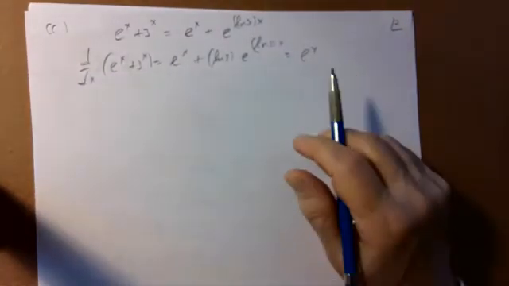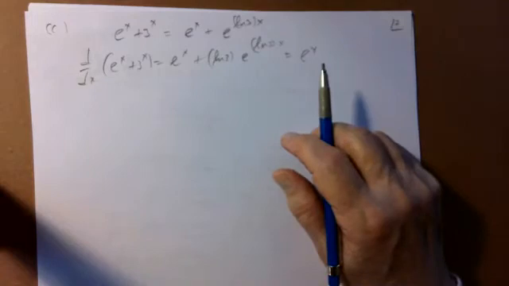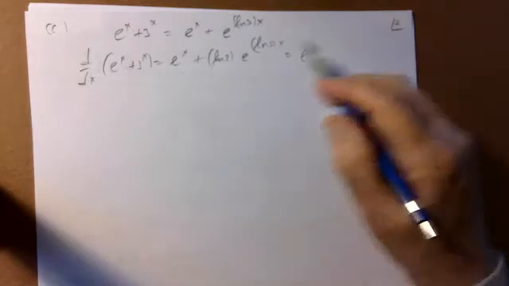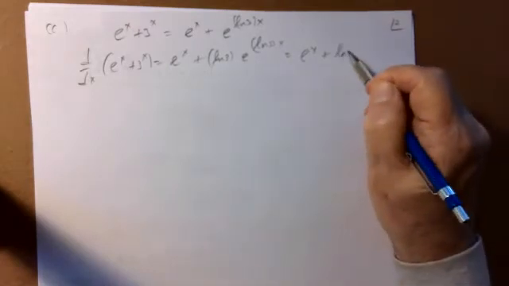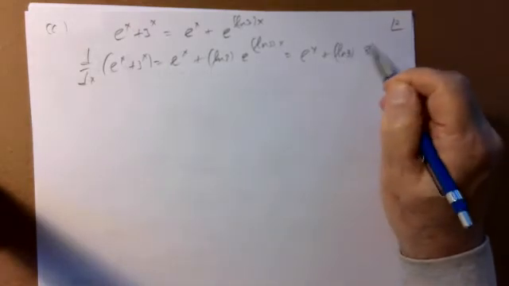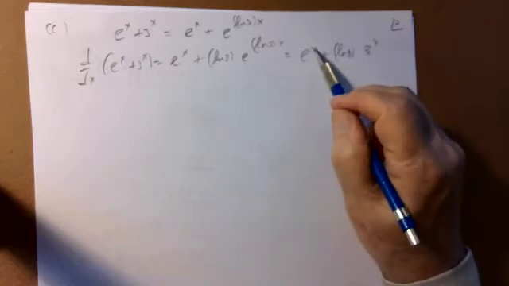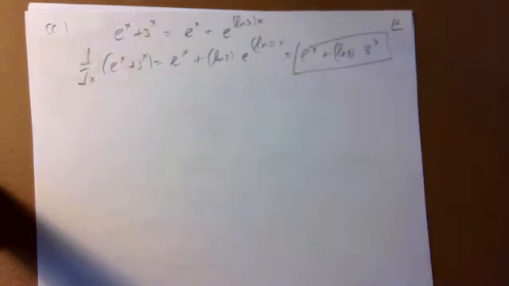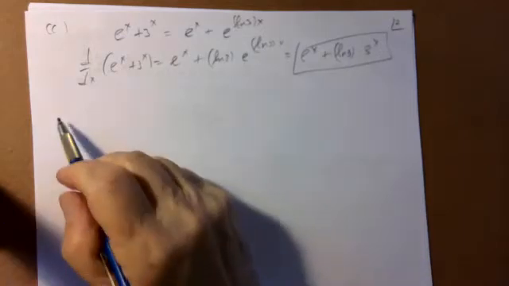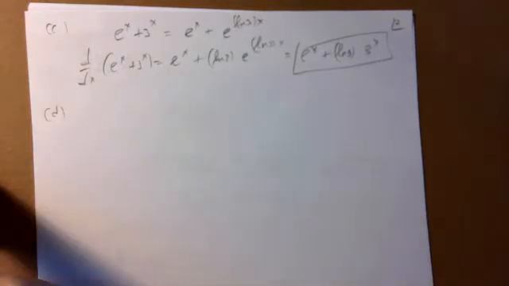Professor, I can't see. Could you move the paper a bit down? You should be able to see it now. Yeah, I got it. Thank you. So this is e to the x plus log 3 times 3 to the x. Any questions about that?